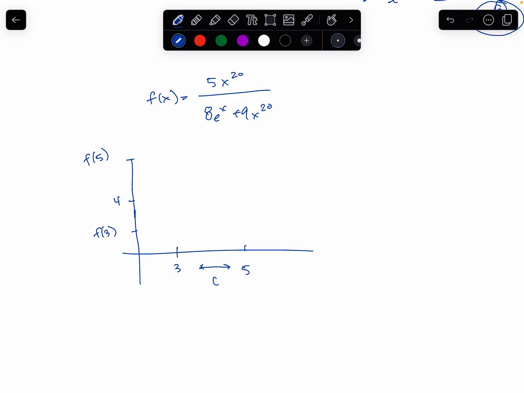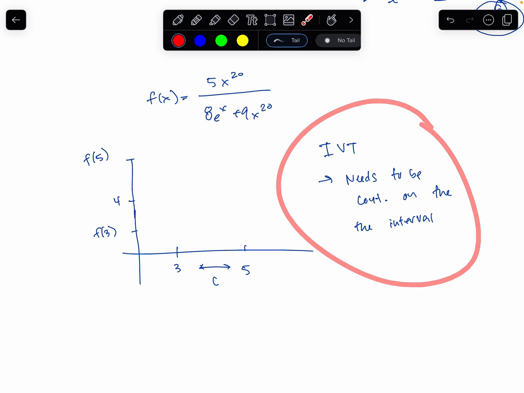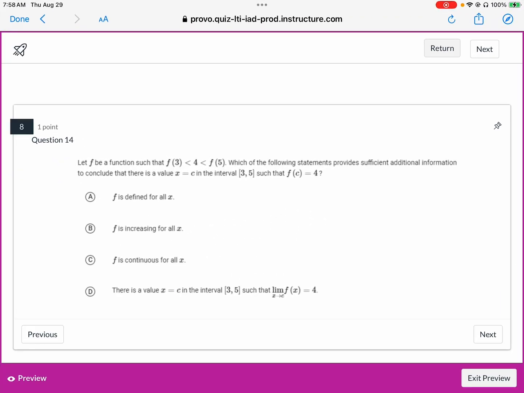Now, that's only possible. Remember, the intermediate value theorem basically just has one condition: the function needs to be continuous on the interval. And so, if it is, then yes, there will be a value c in between here that will have the y value of 4. So that's the only condition that you need. So check the statements here for that condition.